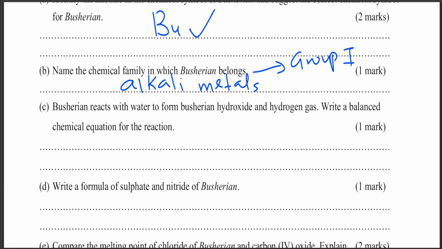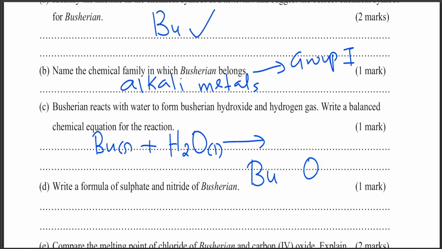Busherian reacts with water to form Busherian hydroxide and hydrogen gas. Write a balanced chemical equation for the reaction. Now Busherian is a group 1 element, so Busherian solid plus water, which is H2O. So this is liquid, is going to give you Busherian hydroxide. Lazima ujue Busherian hydroxide inaandikwa vipi. Capital B, small u, hydroxide ni OH minus, so iko na valency ya 1.